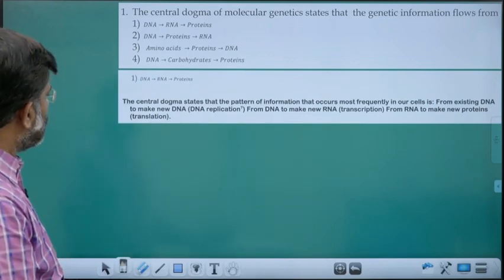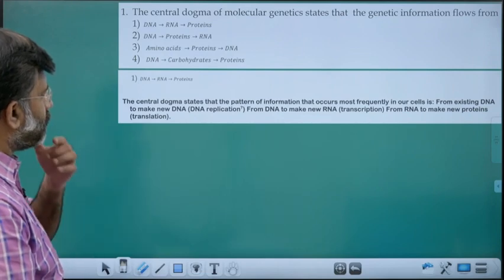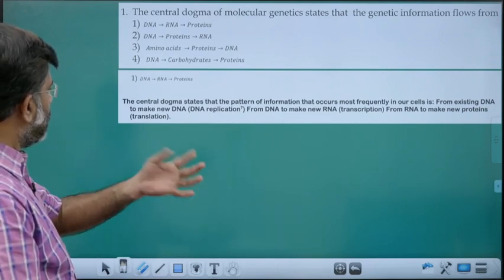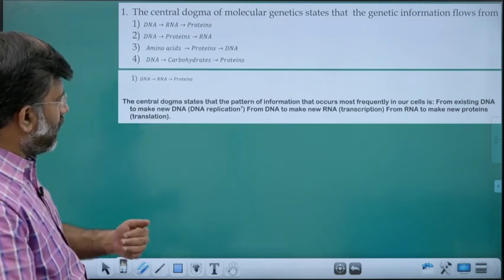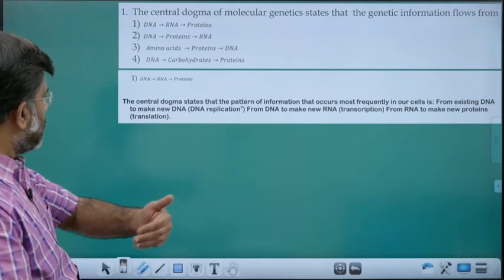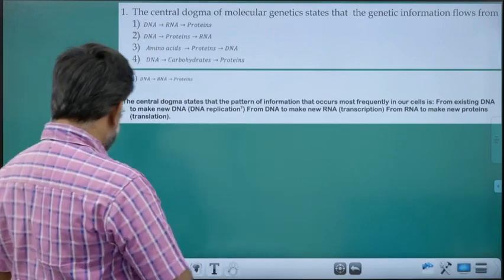Yes. The central dogma states the pattern of information that occurs most frequently in our cell: from existing DNA to make a new DNA is replication. From DNA to make a new RNA is transcription. From RNA to make new proteins is translation. All of you know that. Next.